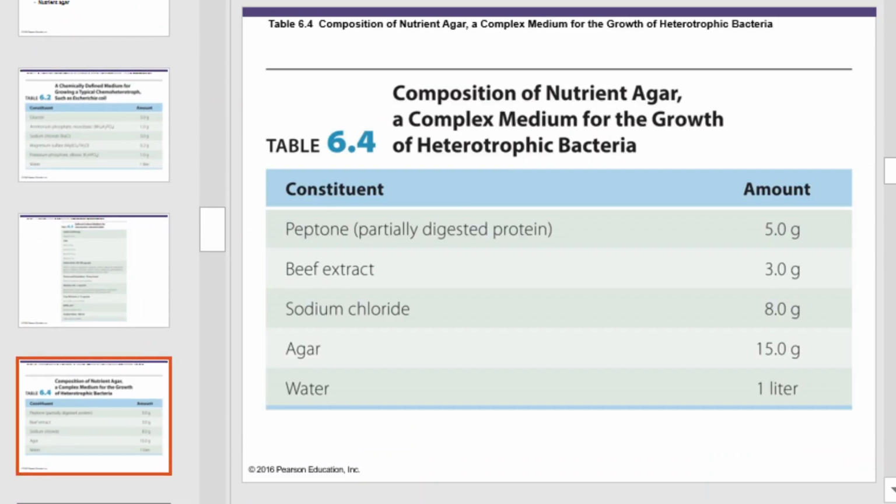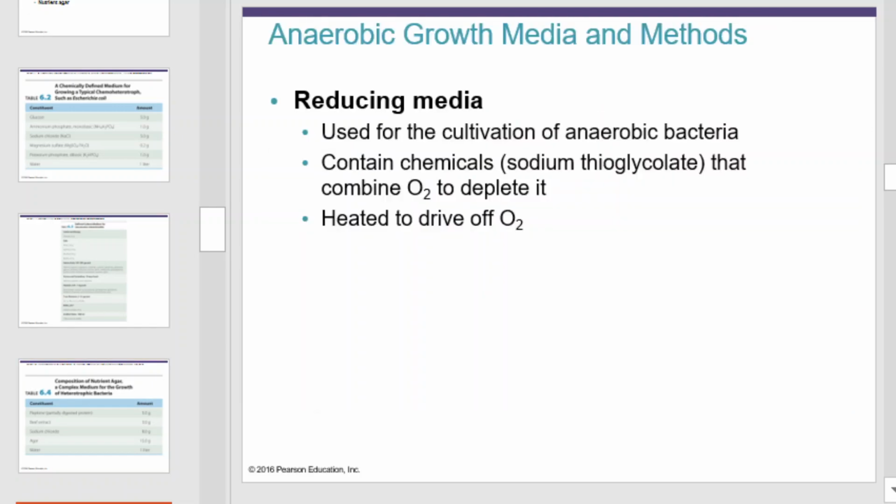This is the composition of nutrient agar. Nutrient agar contains peptone, beef extract, sodium chloride, agar, and water. You'll notice that since it has beef extract in it, then we would consider it a complex medium.